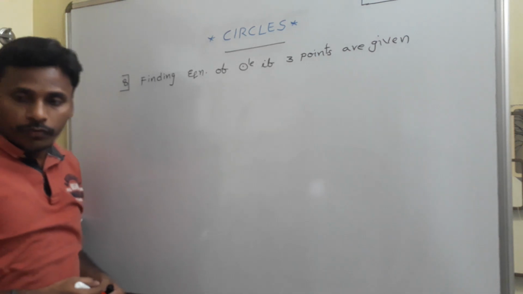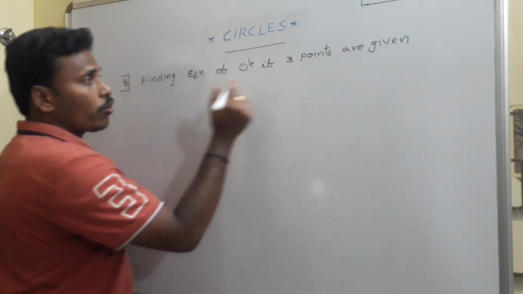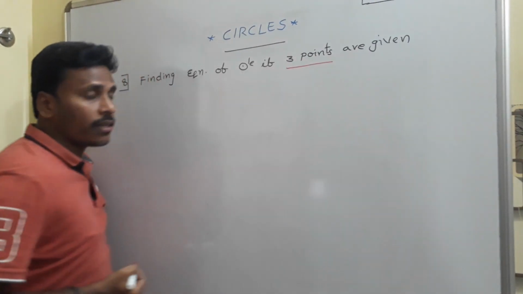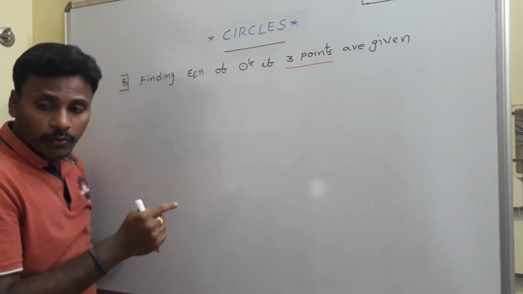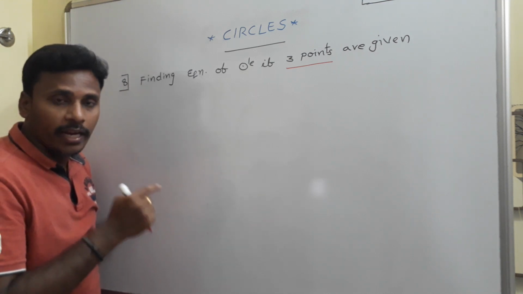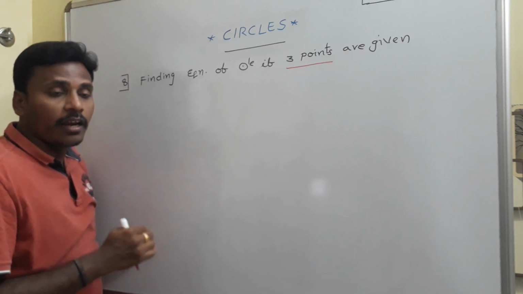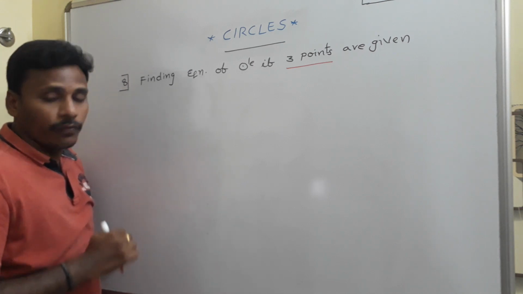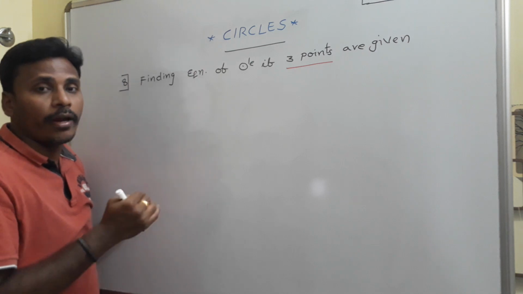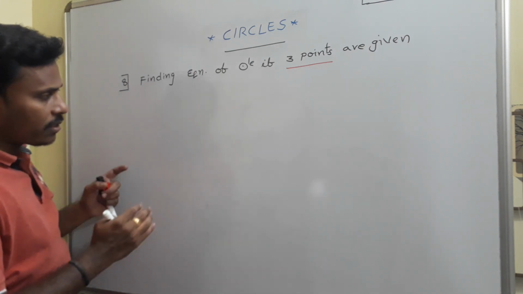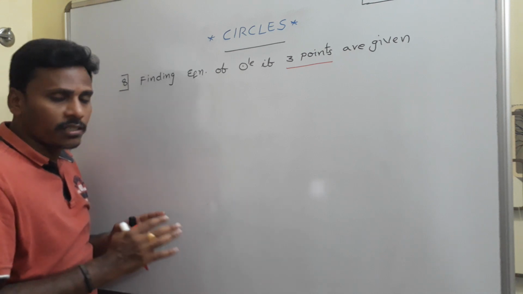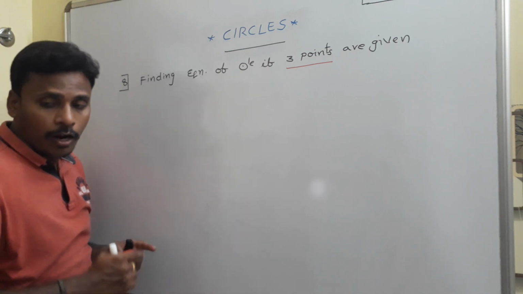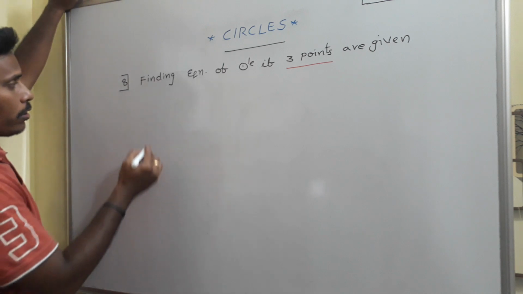So, 8th point of circles: finding the equation of a circle if 3 points are given. If 3 points on the circle are given, we need to find the equation of the circle. There are different methods to do this using 3 points on the circle, and I will discuss mostly 3 different methods. After that I will give you one example also.